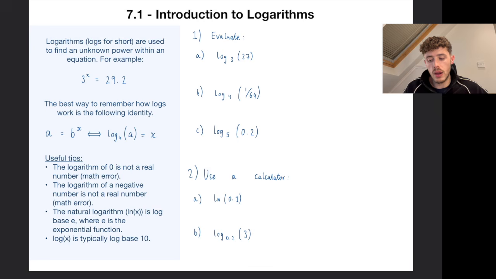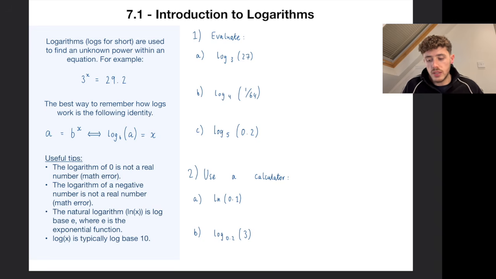The best way to remember how logs work is the following identity. As you can see written down here, a equals b to the power of x is equivalent to log to the base b of a equals x. There are some other useful tips on the bottom left of the screen, so please pause and have a read of those to make yourself familiar with them. But let's have a look at the questions.